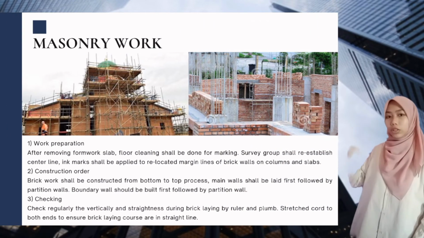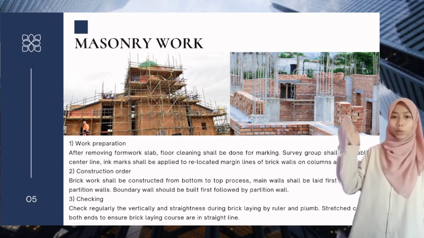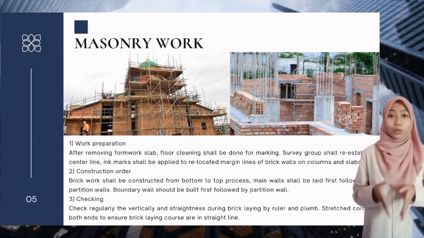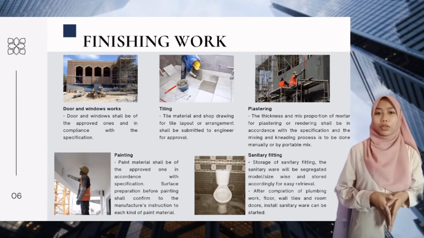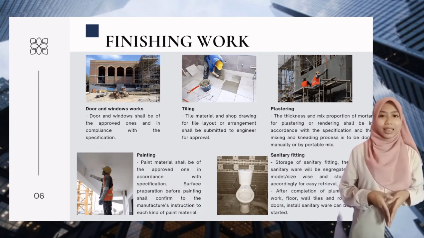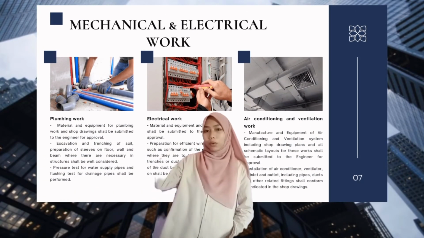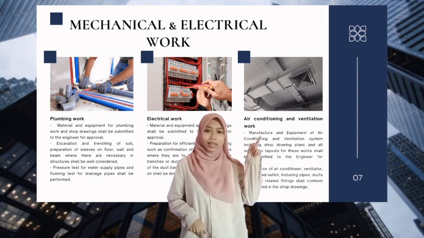Masonry work. Brickwork shall be constructed from the bottom to the top. Check regularly the verticality and straightness during bricklaying by ruler and plumb. For finishing work, we have door and window work, plastering, tiling, painting and sanitary fitting. For mechanical and electrical work, we have plumbing work, electrical work and air conditioning or ventilation work.